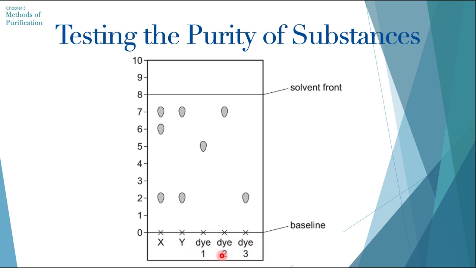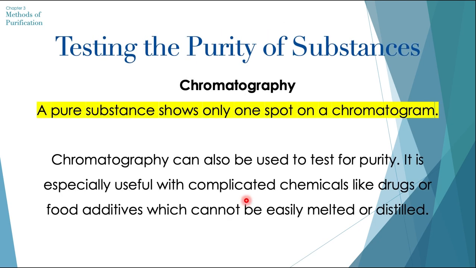Then we have these 3 dyes. These 3 dyes are all pure. Dye 1 shows only one pigment. Dye 2 also shows only one pigment, so does dye 3. So if a dye shows only one spot on a chromatogram, that would suggest that it is pure. It is not made up of different things. It is made up of only one substance. So it is a pure dye.